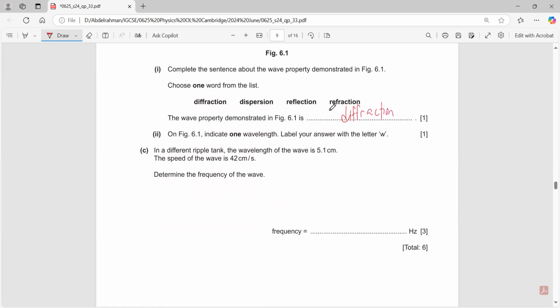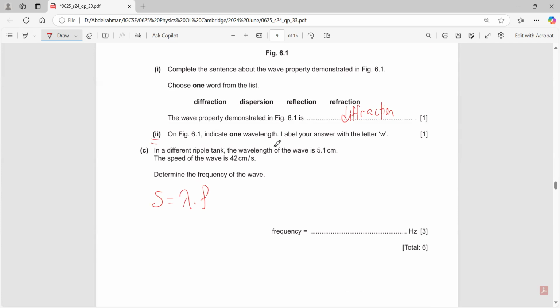In a different ripple tank, the wavelength is 5.1 centimeters. The speed of the wave is 42 centimeters per second. Can I find the frequency? Yes, I can find the frequency. Speed equals wavelength times frequency. Oh, I'm sorry, I skipped part II.